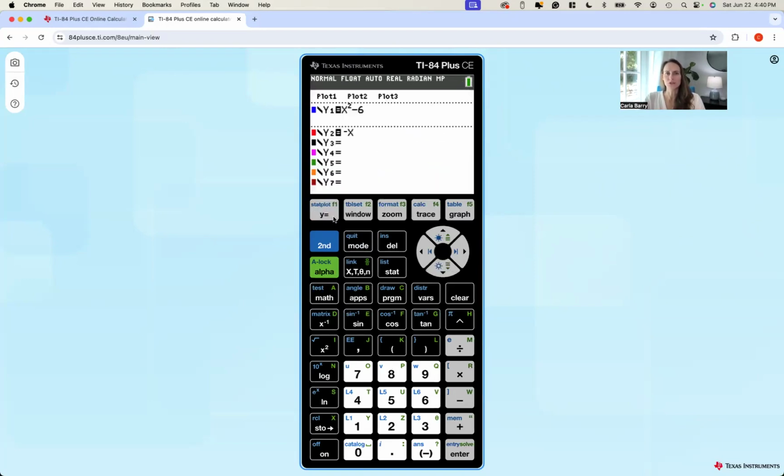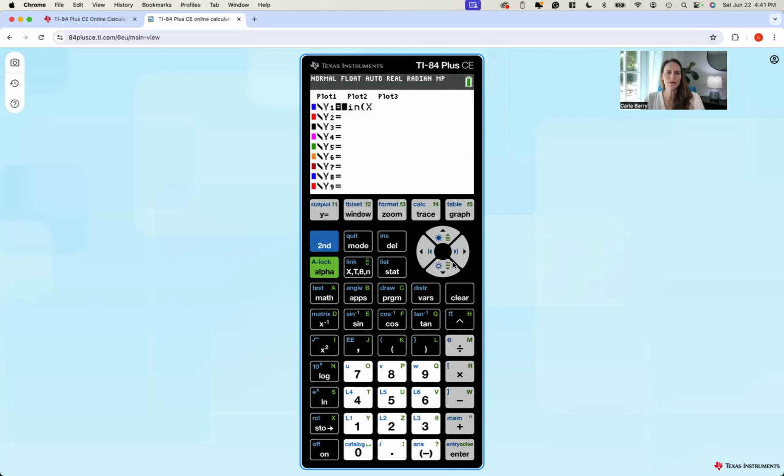If I ever graph a trig function, and this would be more for the ACT than the SAT, I don't think I've ever seen the College Board expect students to graph trig functions. But let's say I was graphing sine x, I would go to zoom and then go to Z trig to graph a trig function.